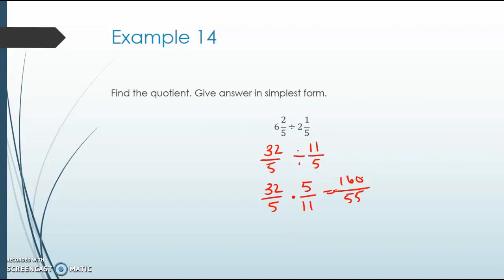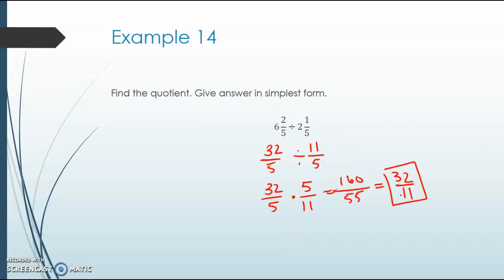Now, because this one ends in 0 and that one ends in 5, I know they are both divisible by 5. And so I will end up with 160 divided by 5 is 32. And 55 divided by 5 is 11. So our improper version is 32 elevenths.